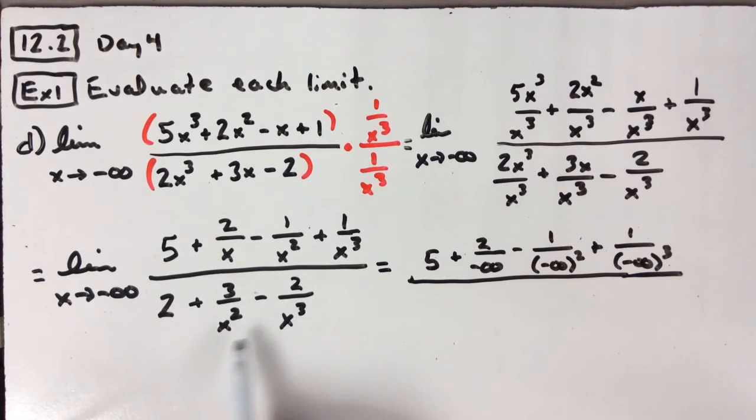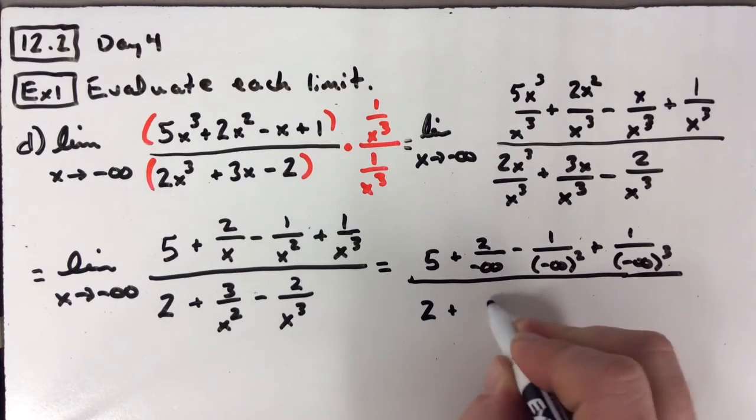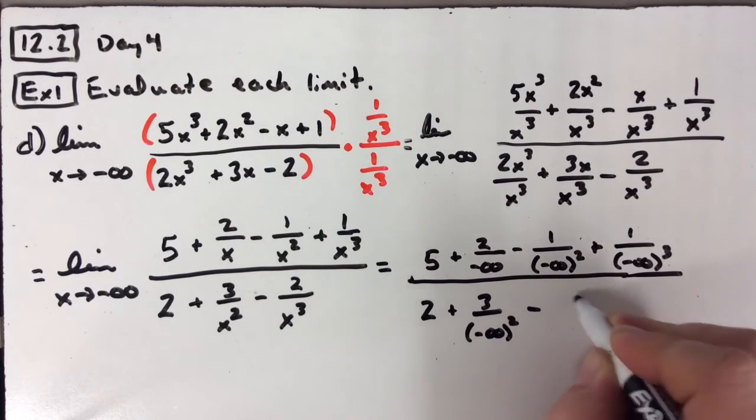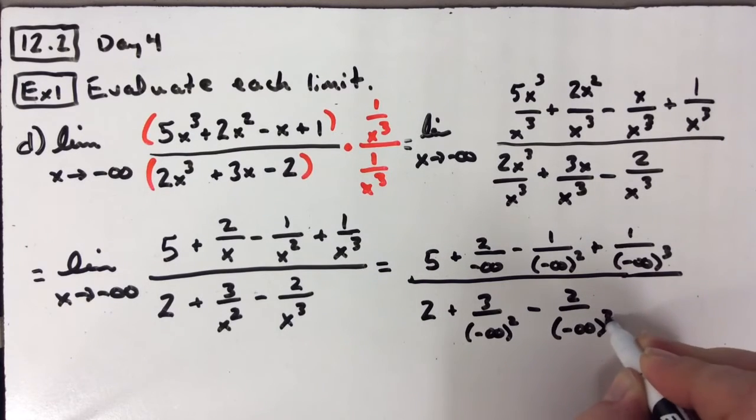Plugging in negative infinity for the x's on the bottom, we would have 2 plus 3 over negative infinity squared minus 2 over negative infinity cubed.